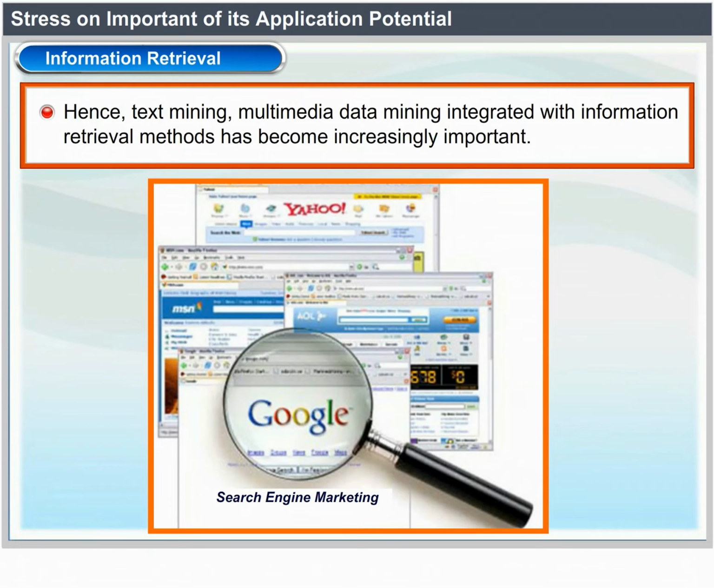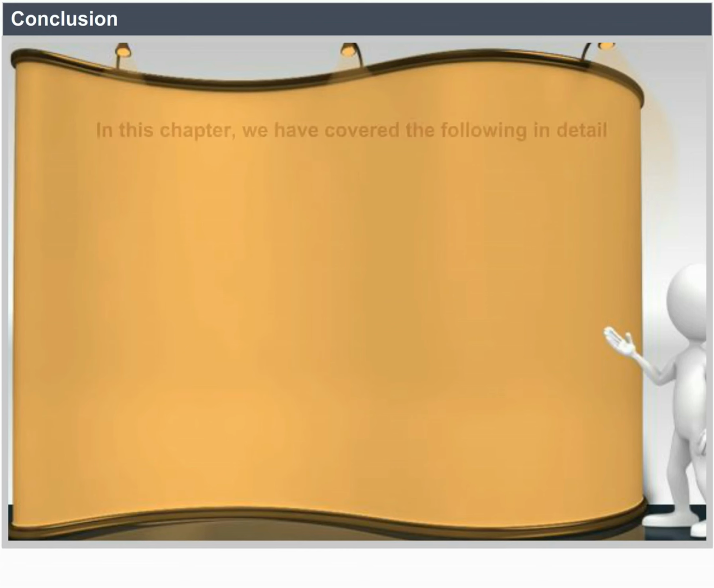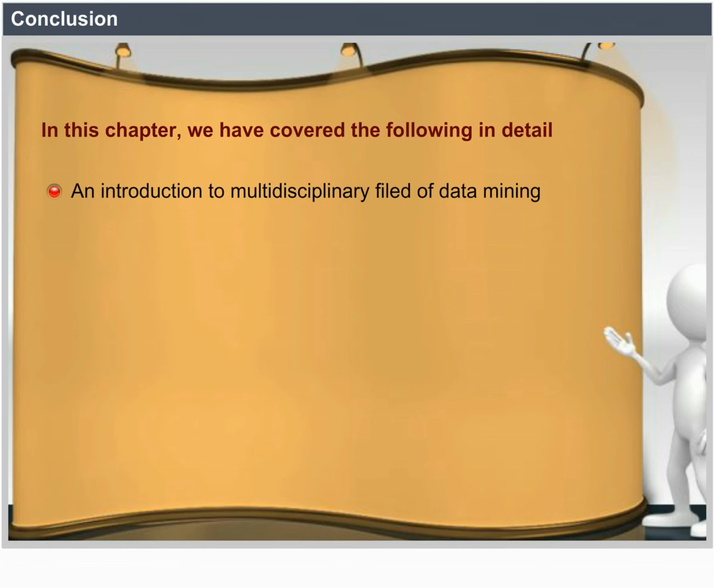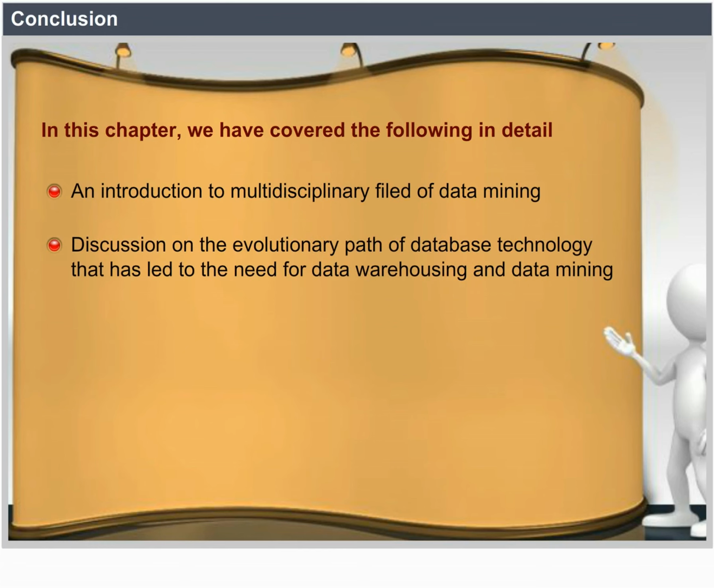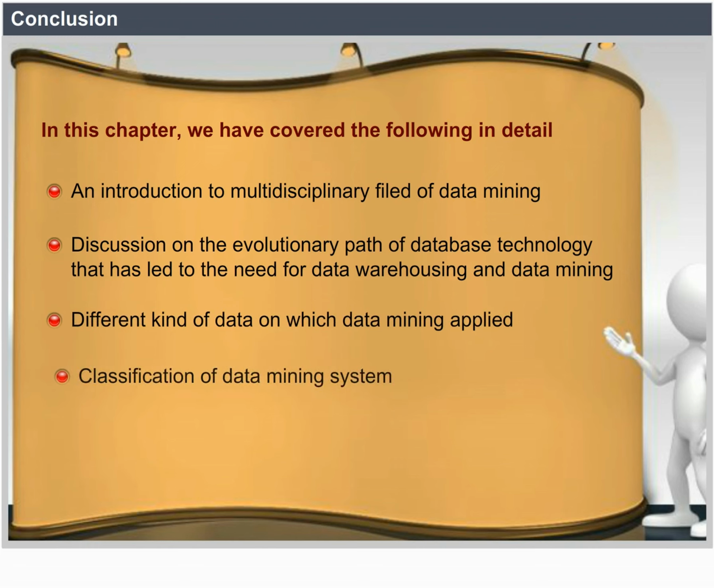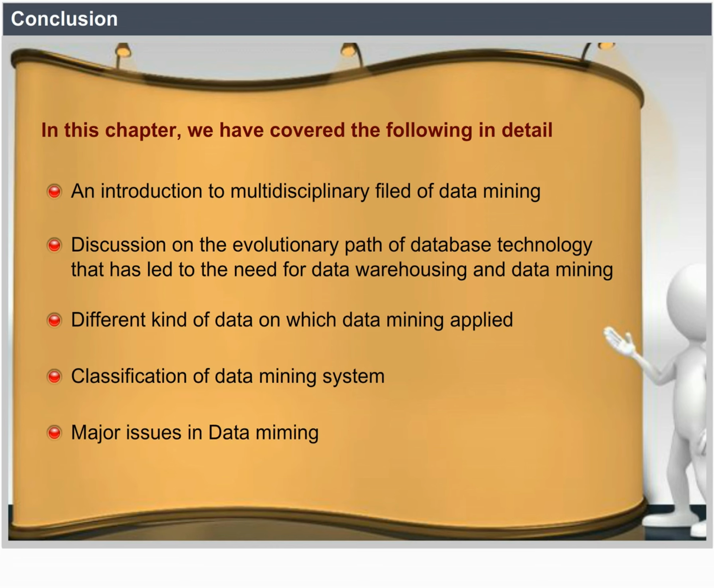Conclusion. In this chapter, we have covered the following in detail: an introduction to the multidisciplinary field of data mining, discussion on the evolutionary path of database technology that has led to the need for data warehousing and data mining, different kinds of data on which data mining is applied, classification of data mining systems, major issues in data mining, and stress on the importance of its application potential.